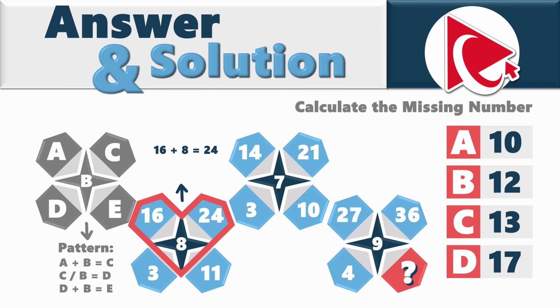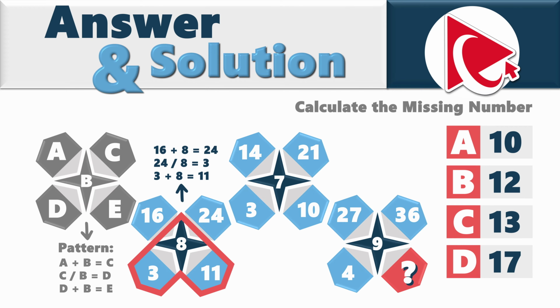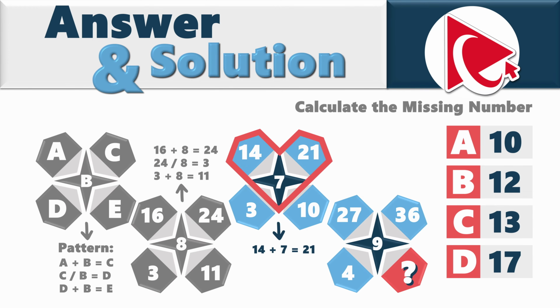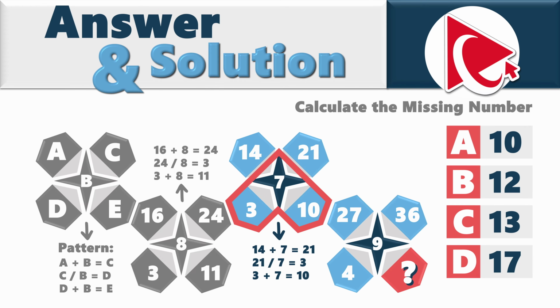16 plus 8 equals 24. 24 divided by 8 equals 3. 3 plus 8 equals 11. Let's confirm it with the second shape. 14 plus 7 equals 21. 21 divided by 7 equals 3. And last, 3 plus 7 equals 10.